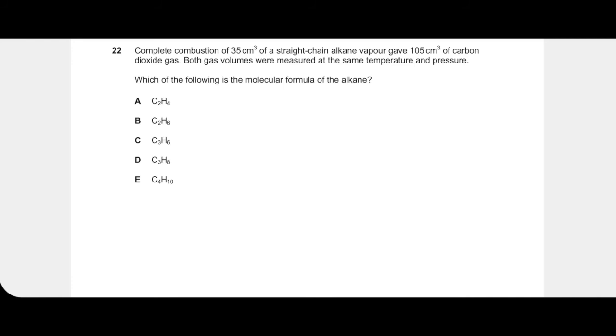So straight away, you know alkane. The alkane formula is CnH2n plus 2. So immediately get rid of C, get rid of A, and now we look at the gases. 105 centimeters cubed of CO2 was produced from 35 centimeters cubed of the alkane. 105 divided by 35 is 3, therefore that's the number of carbons present in that alkane, and the answer is D.